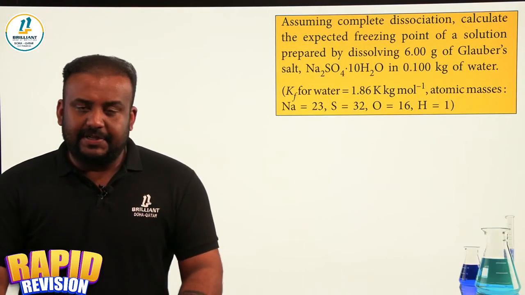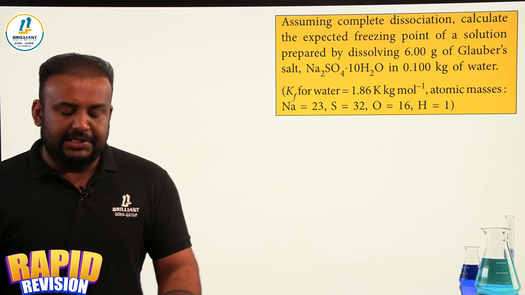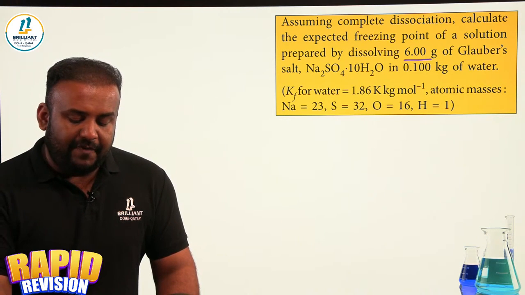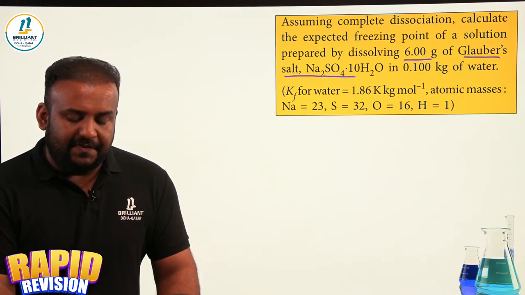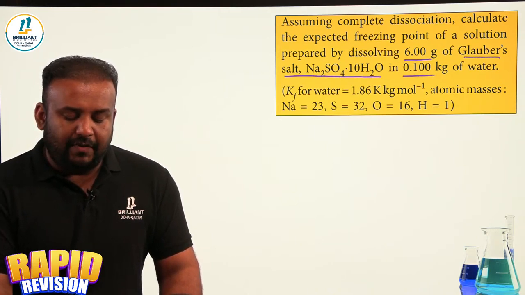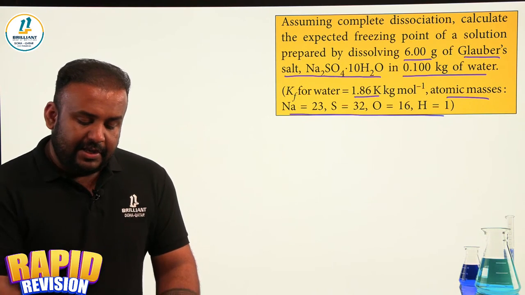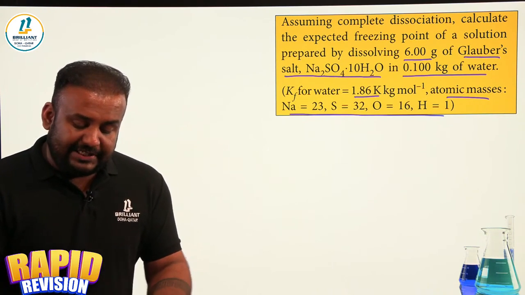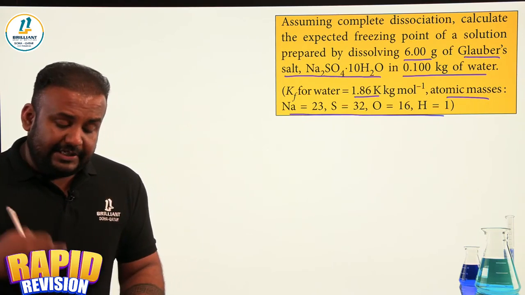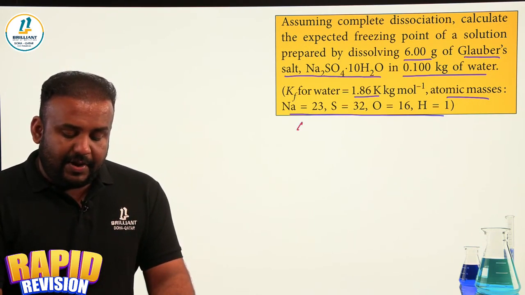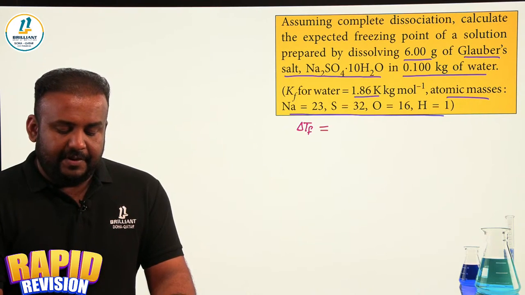Now, look at the next question. Assuming complete dissociation, calculate the expected freezing point of a solution prepared by dissolving 6 gram of Glauber's salt, Na2SO4.10H2O, in 0.1 kilogram of water. KF for water is given. Atomic masses of the elements are also given. So here what they are asking is, calculate the expected freezing point of a solution. So here you can find delta TF.